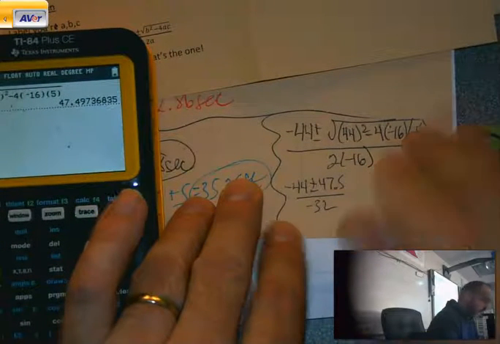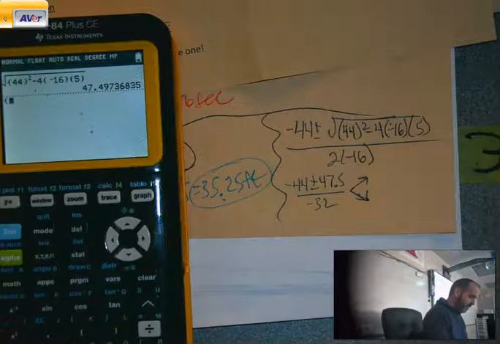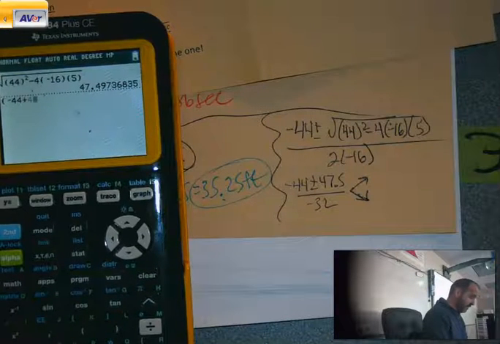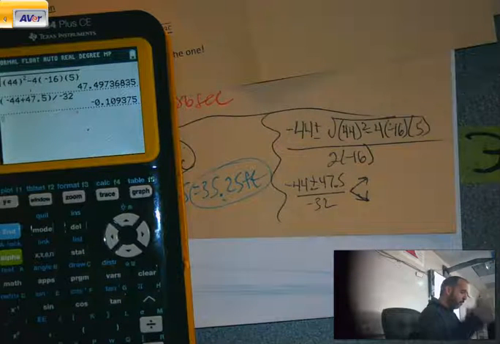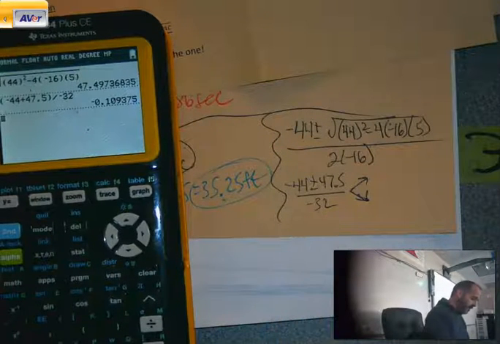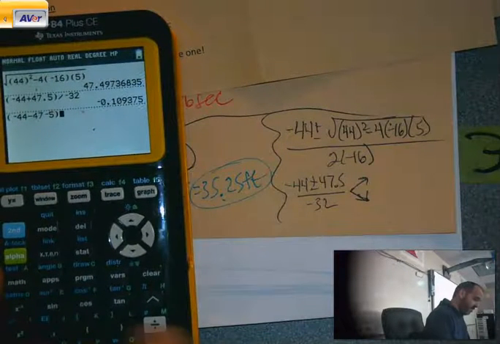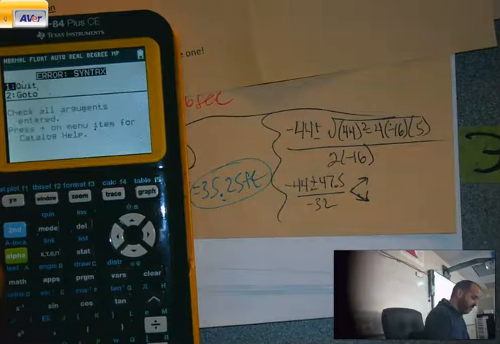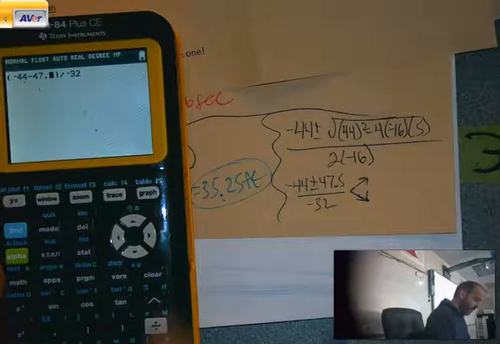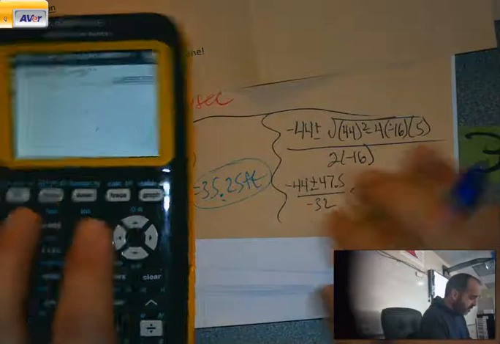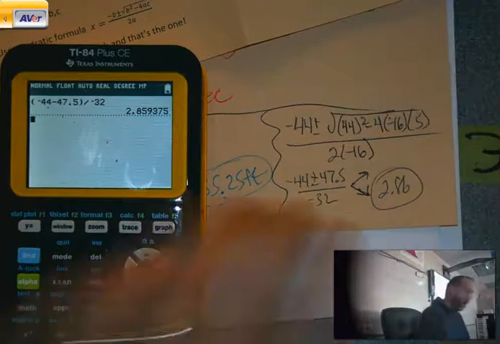It's lucky we don't have a lot left to do because we're running out of room. Let's see here. Negative 44 plus 47.5 divided by negative 32. Negative number. Not that one. Negative 44 minus 47 divided by negative 32. Oh, what did I do? Oh, that's what I did. 0.5. Bang. 2.86. 2.86.